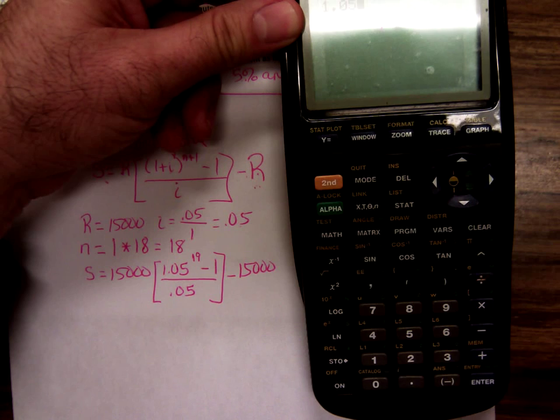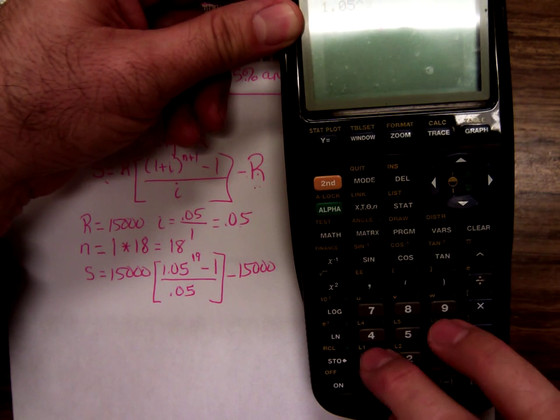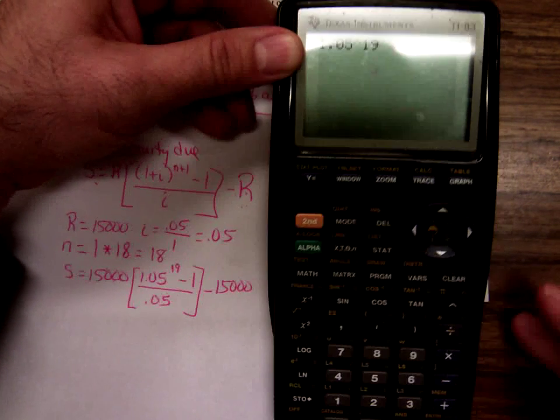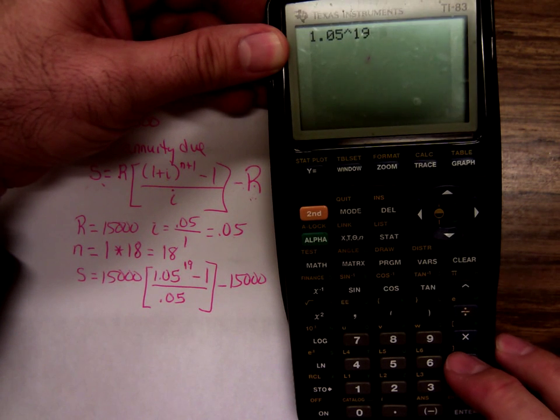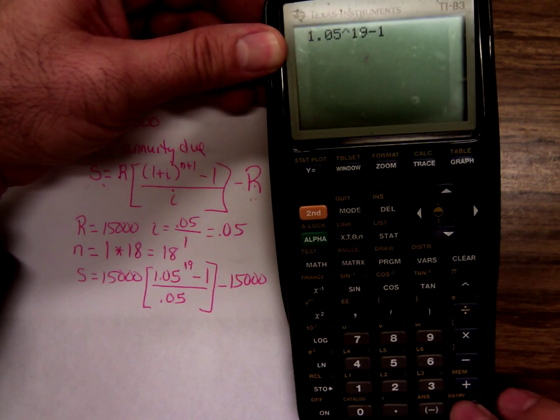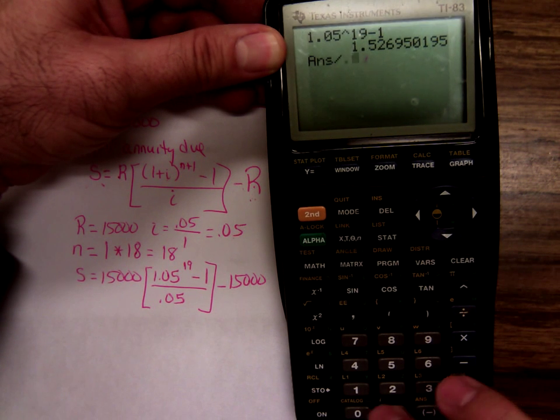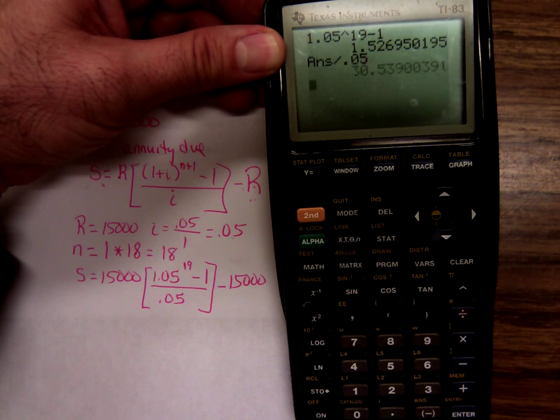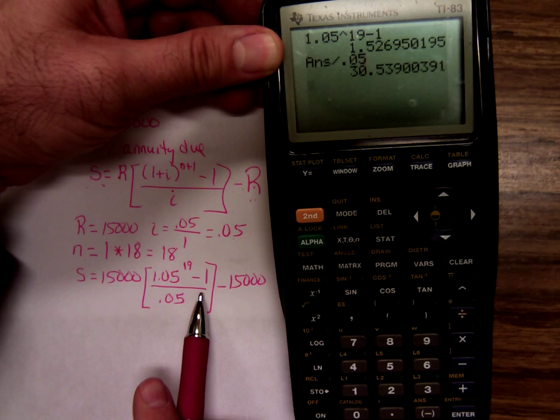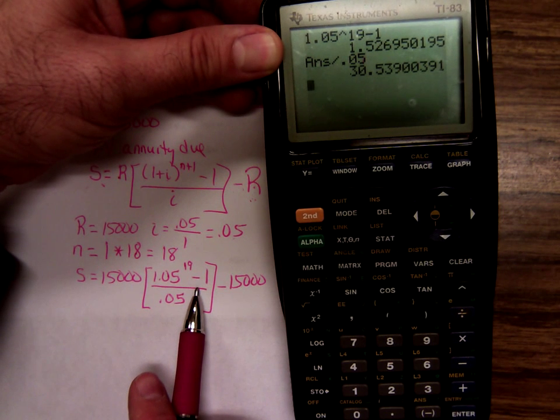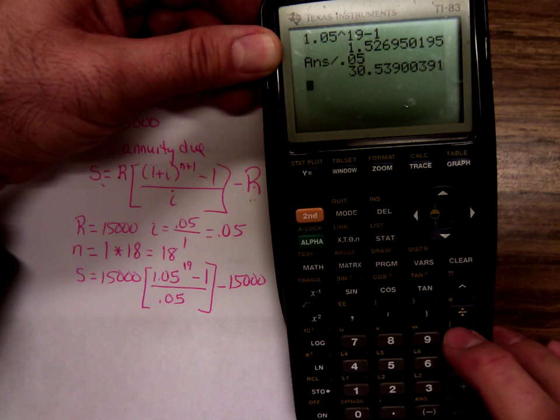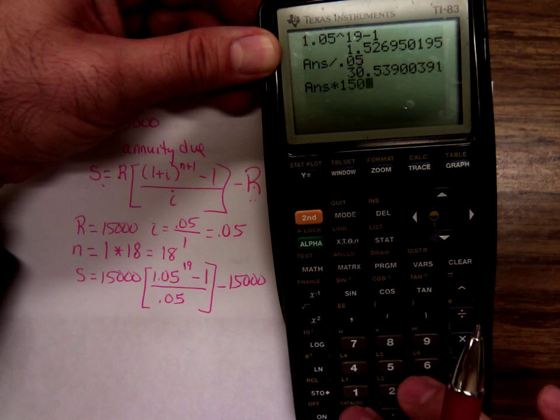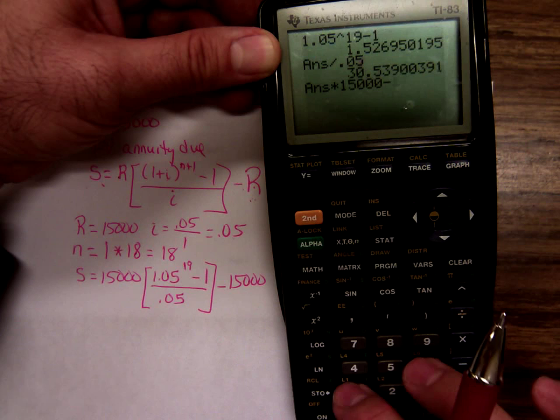1.05 raised to the 19th power, minus 1, enter, divided by 0.05, enter. Now that's the bracket number. So I'm going to take that number, the 30.53, and say times 15,000, subtract 15,000.